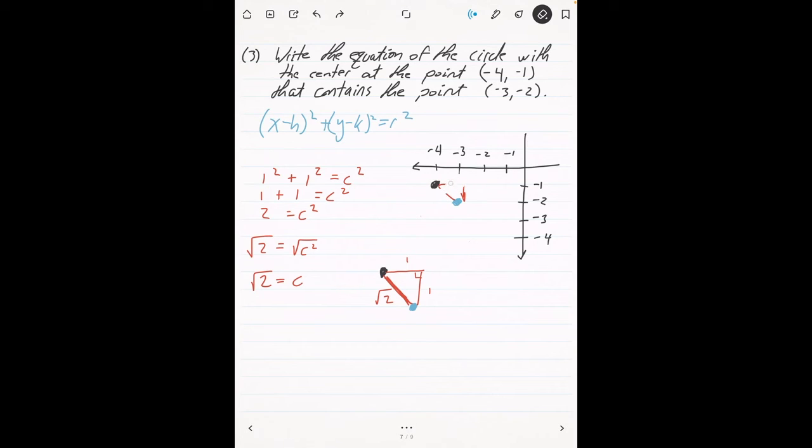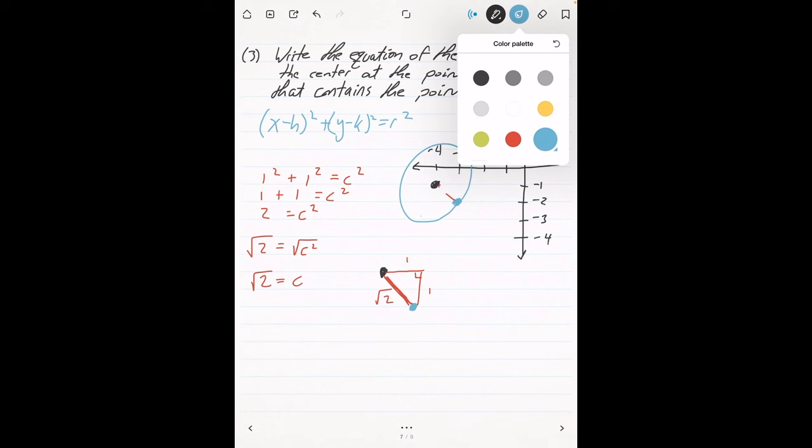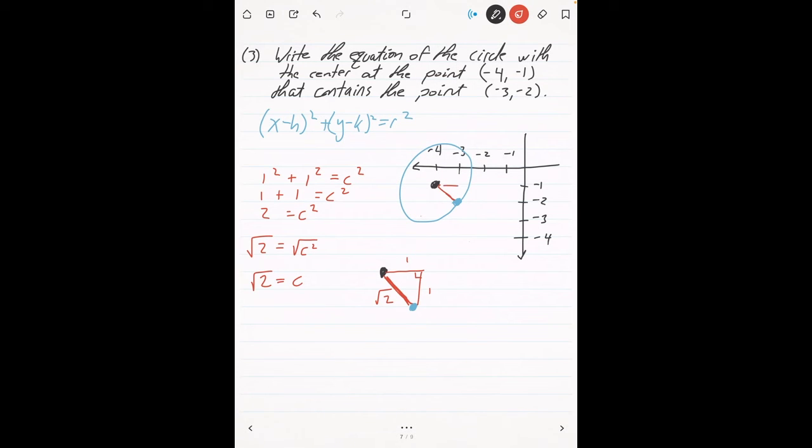So let's try to clean this up a little bit. Imagine that you have this circle right here. The distance between any point on the circle and the center is square root 2. Whatever that length is, the square root of 2 is how far away we are from the center to any point. So that's the radius. So, I know I labeled it C here. I'll say the radius is the square root of 2, and the center is -4, -1.